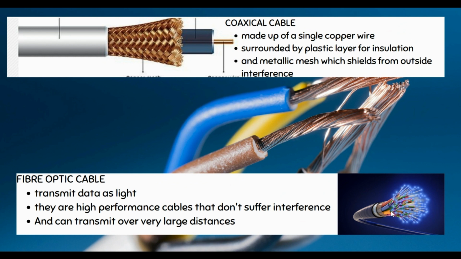Now this transmits data as light, and it does this in these fiber glass strands. Now, these are very high performance cables. They do not suffer from interference, such as wireless do, and they can transmit over very large distances. So, that right now is probably the most effective way to get efficient internet and connection over a long distance.